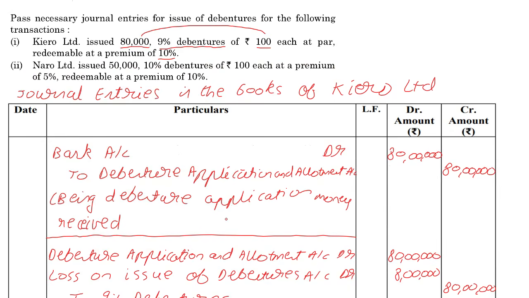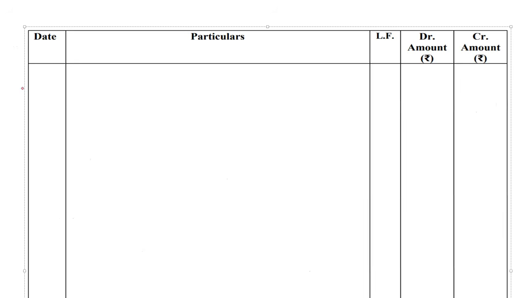Part two, we've got Naro Limited issued 50,000 10% debentures of 100 each at a premium of 5%, redeemable at a premium of 10%. And we've had an MCQ in the same question paper where we had a similar application. So I'm going to go to a fresh journal, and this time it's going to be journal entries in the books of Naro Limited.